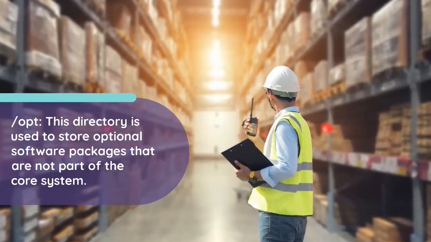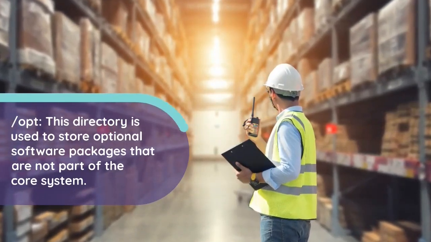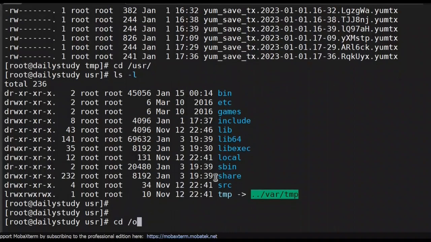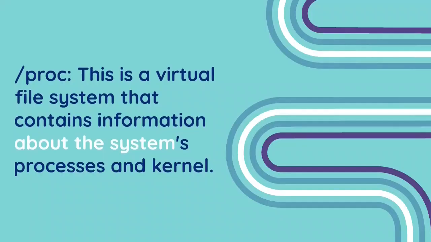/opt: this directory is used for optional software packages that are not part of the core system. Then we are having /opt. Okay, what is opt? Because we are not able to see anything. This directory is used to store optional software packages that are not part of the core system. So if you are installing some third-party tool, that will go under opt.